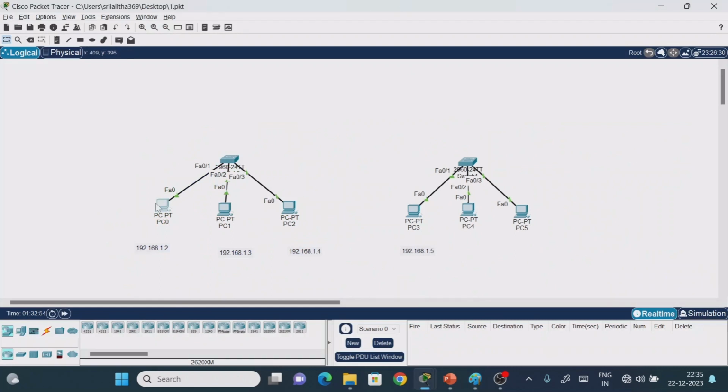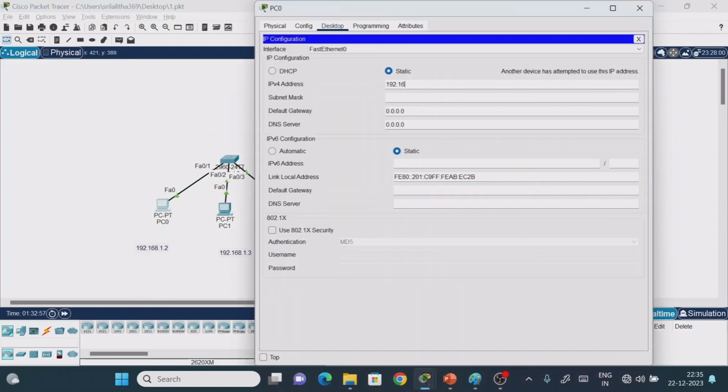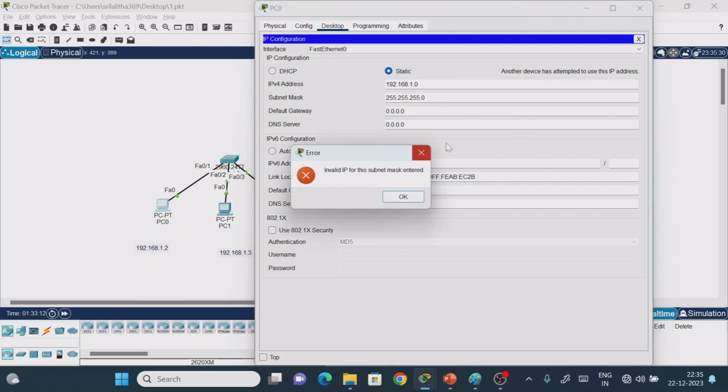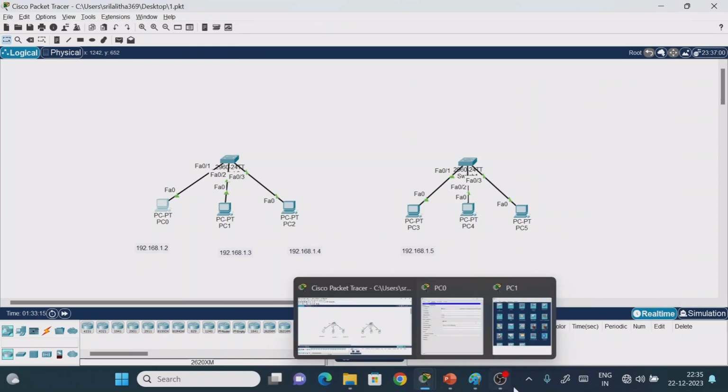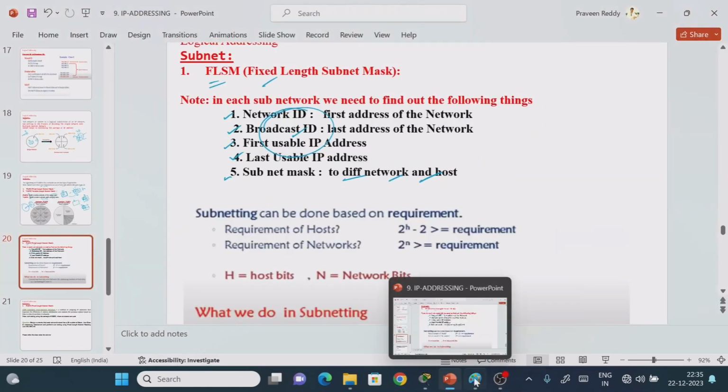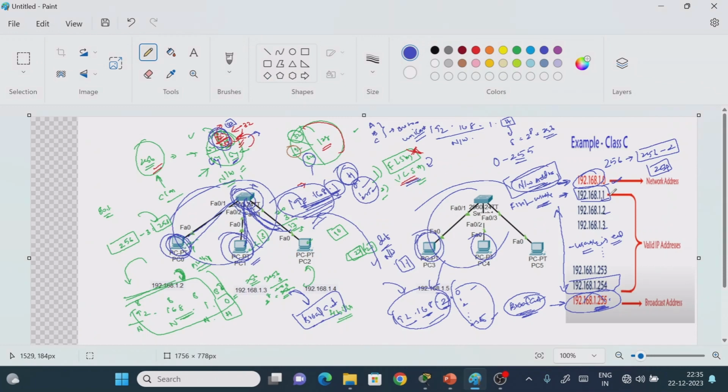If I try to give 192.168.1.1, it is happily taking it. 1.2 it also takes, 1.100 it also takes. But the moment you give 0, it does not accept it, because this is used to identify the network. So the first address, 1.0, we are not going to use. For broadcasting we use the last IP address. So the usable IP addresses are from 1.1 to 1.254. In class C, the total is 256 minus 2, which is 254 usable IP addresses.